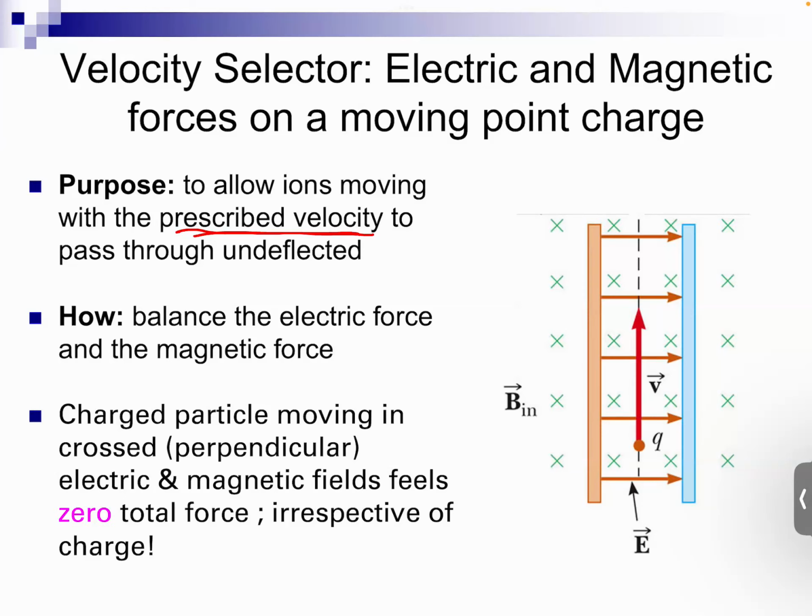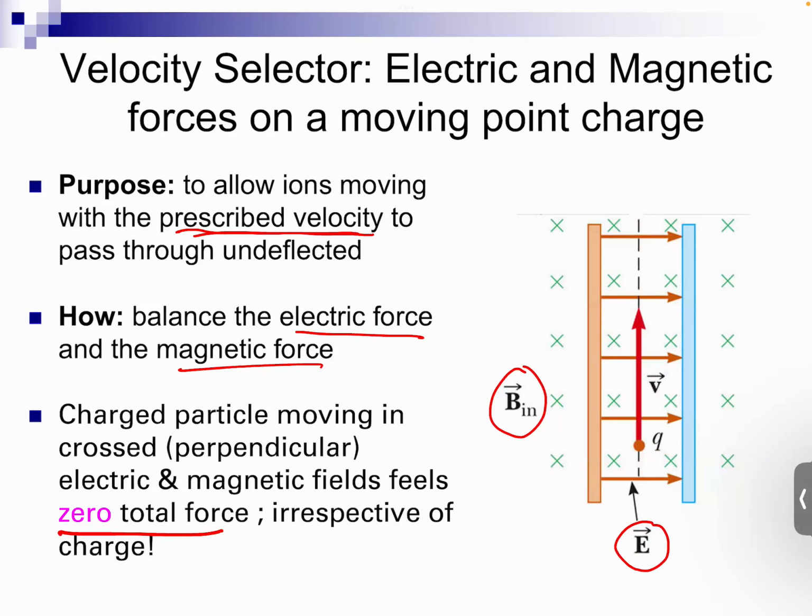The velocity selector needs to have an electric field and a magnetic field, because we know that if you have an electric field, that electric field will apply an electric force onto the charge. And if you have a magnetic field, the magnetic field will apply a magnetic force onto that moving charge. And if the magnetic force and the electric force balance each other out, then you have a zero net force acting on your moving charge. Zero net force means your charge just passes through undeflected.